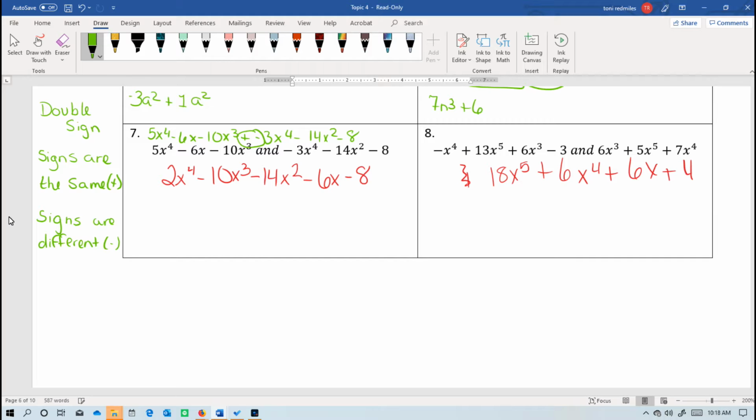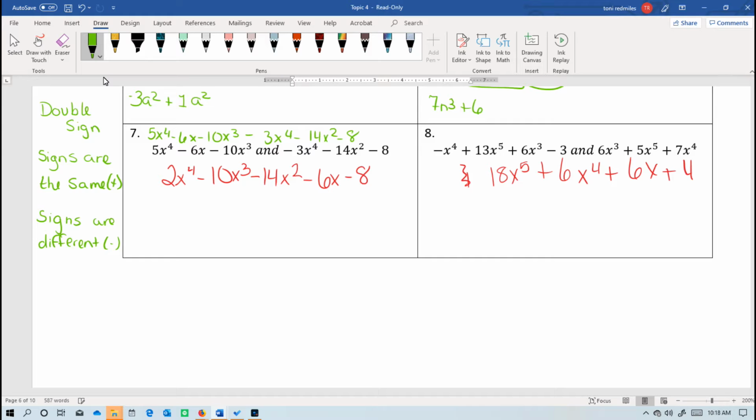I can't add and subtract the negative x to the fourth, because if I add and subtract it, it's going to go away. That's going to make it 0. Okay, and I don't want that. All right, so I got to change this. The signs are different, so it's the minus sign wins out.